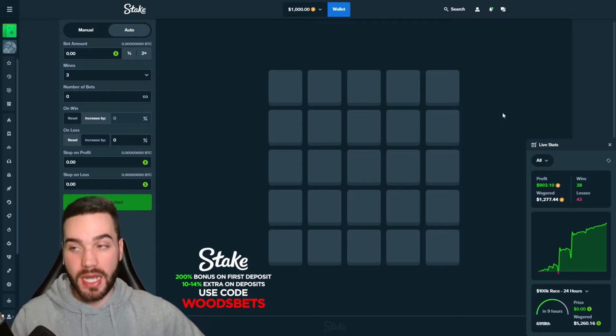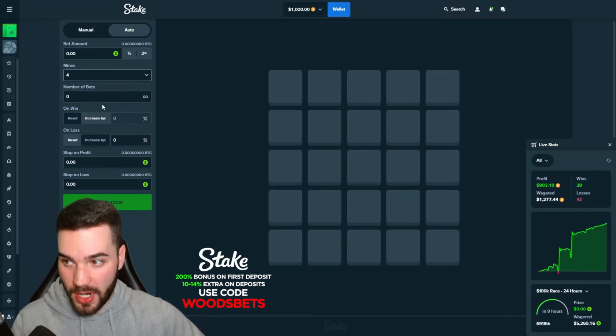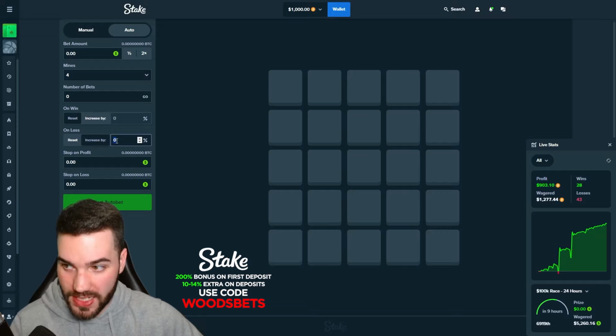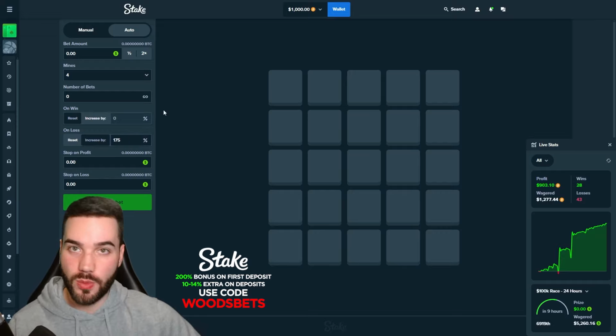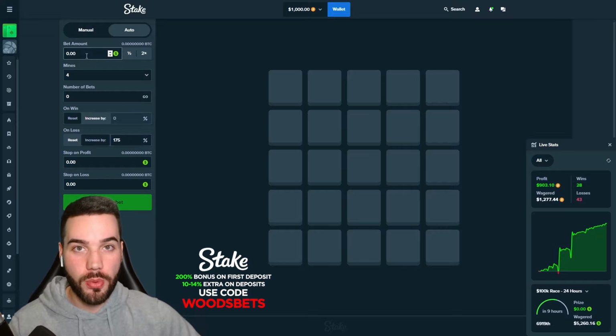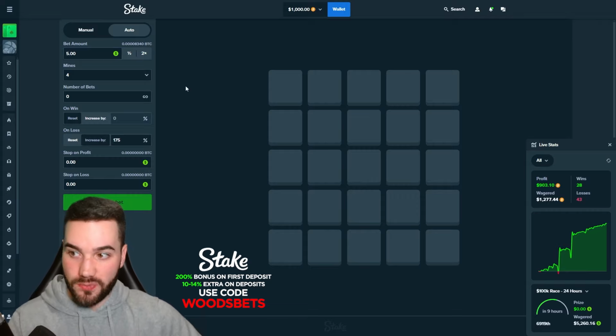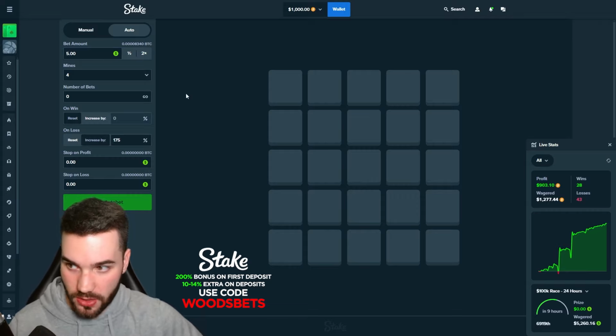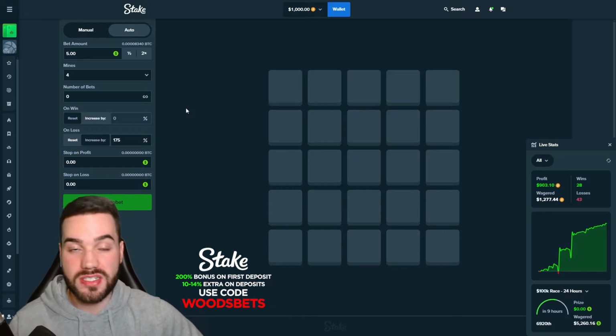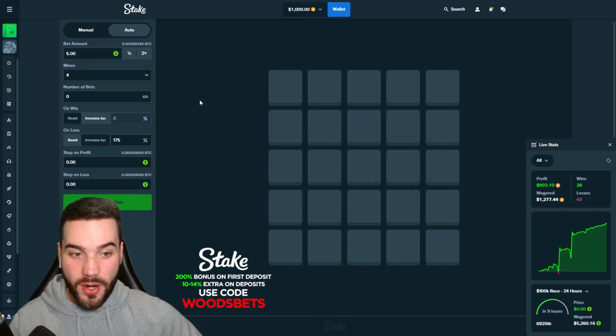Now, this strategy, I'm a little nervous for this one. It is four mines. Increase on loss is 175%. This is why it's even more sketchy. The bet amount, we're gonna be doing 0.5% of our balance, $5. You guys have no idea how quick this is gonna go up. If we lose one, it's gonna be increased to like $13. If we lose again, $30 something, $35, $37. If we lose again, $100. This is a very high risk strategy.